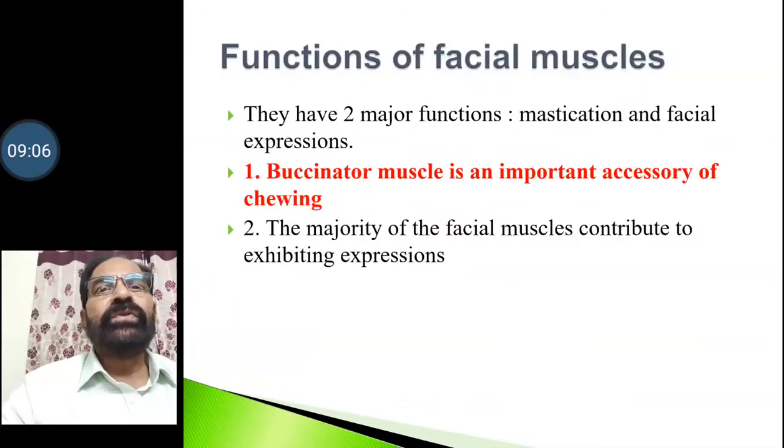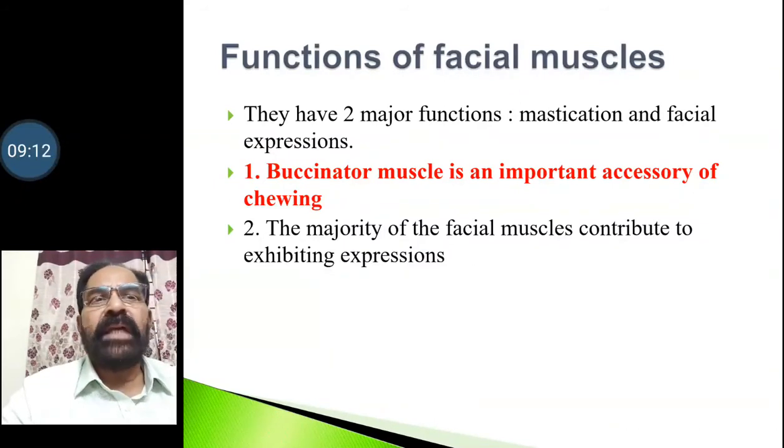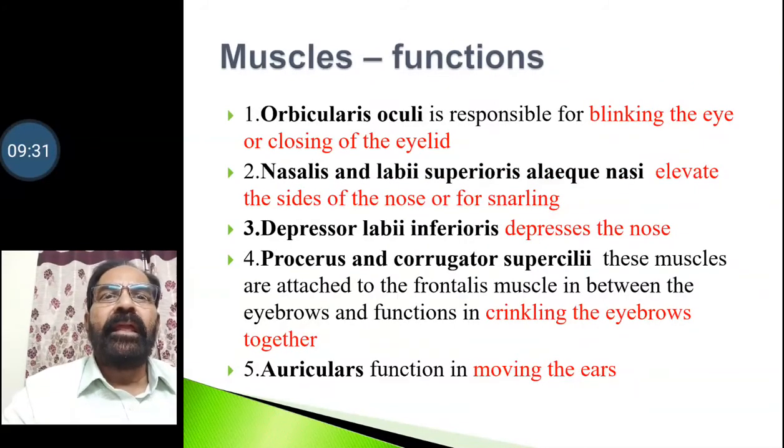Then coming to functions of the facial muscles, they have 2 major functions to perform, that is mastication and facial expressions. Coming to mastication, buccinator is an important accessory muscle of chewing. Then all other muscles, or the majority of the muscles, contribute to exhibiting expressions. So, muscles and their functions.